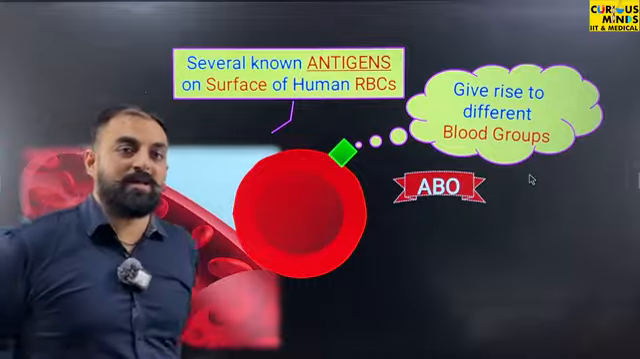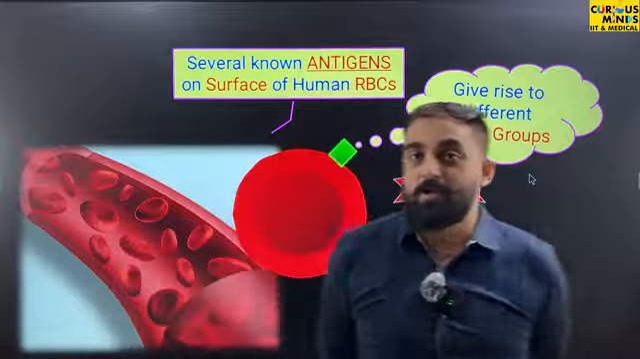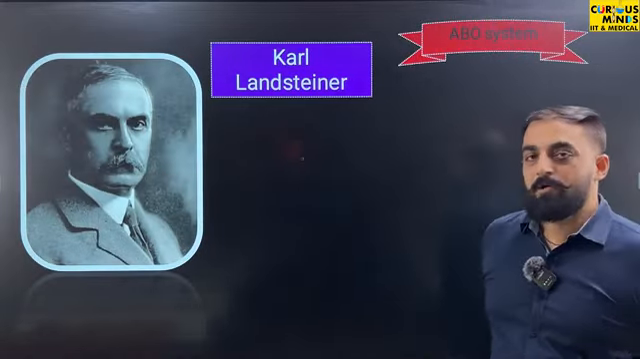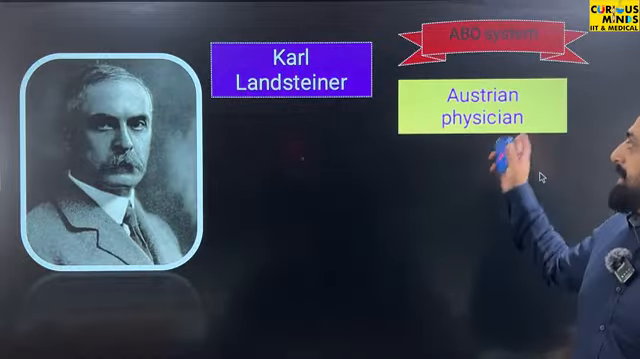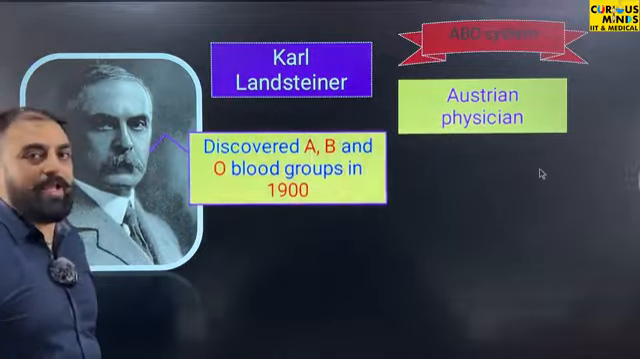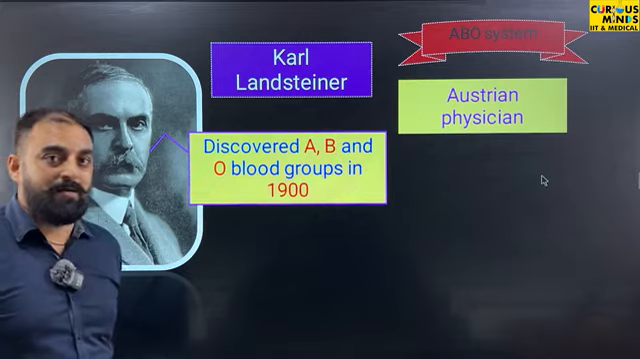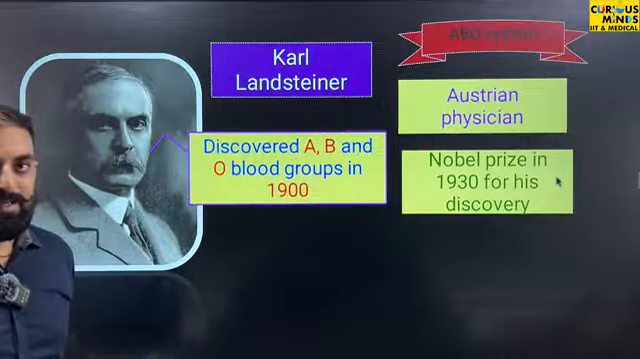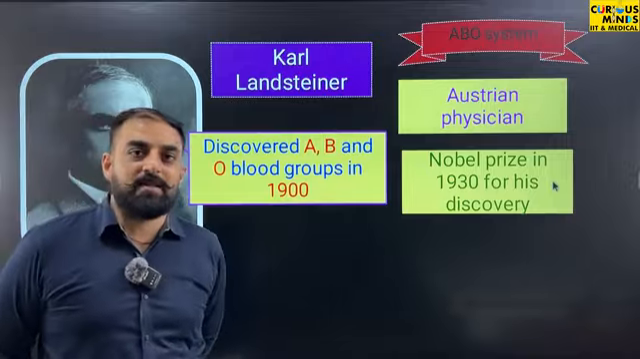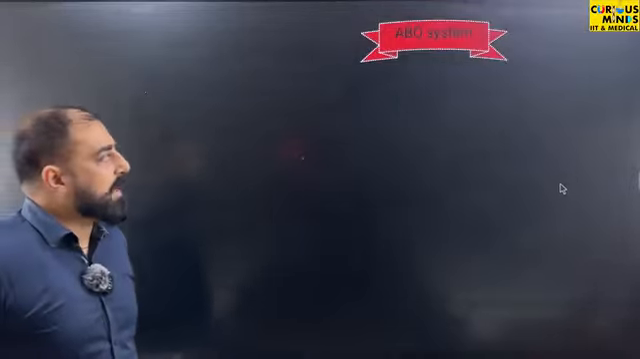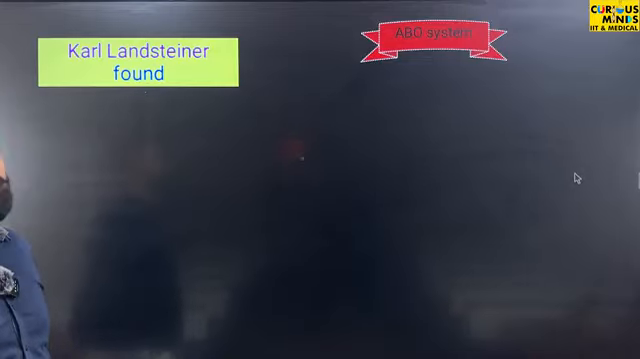Let's know who discovered this ABO blood grouping. It was Carl Landsteiner who discovered ABO blood grouping. The ABO system was introduced by this fellow Carl Landsteiner. He was an Austrian physician and he discovered ABO in the year 1900, and he won the Nobel Prize for this in 1930. Let's understand how Carl Landsteiner got to know about this ABO system.